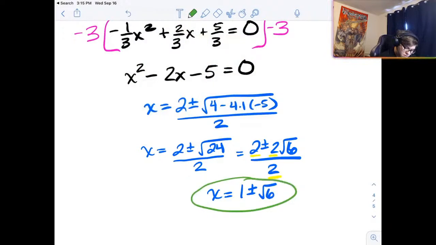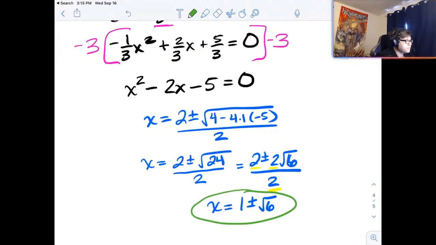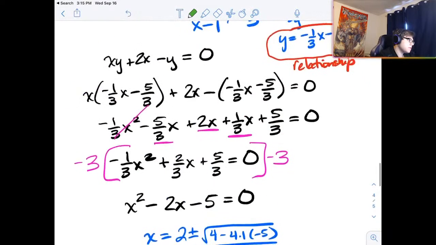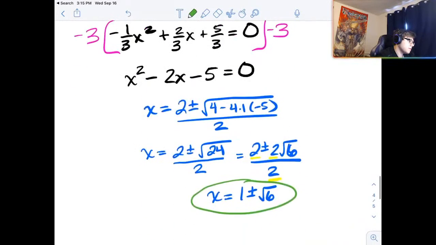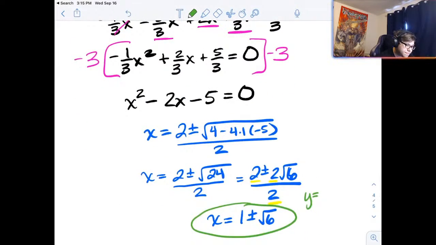Once again, you guys, I hope that they maybe wouldn't ask you to do this. Oh, actually, maybe it's not all that bad. Because if we know that our x is equal to 1 plus or minus the square root of 6, remember, we have a relationship that exists between those two values. We know that y is always equal to negative 1/3 x minus 5/3. So if you take that x value and you plug it in right there, that would then allow you to communicate the matching y value of the point. It would be messy, but it would be numerical and it would certainly count.